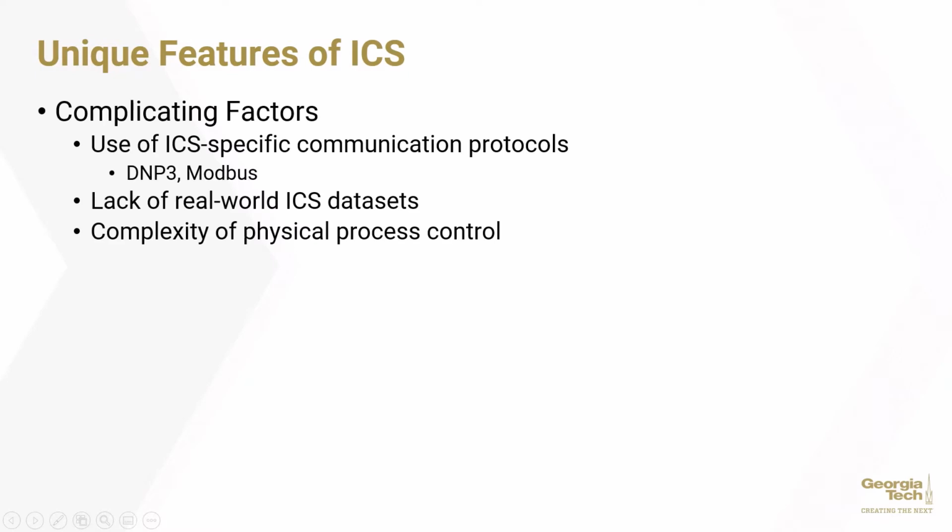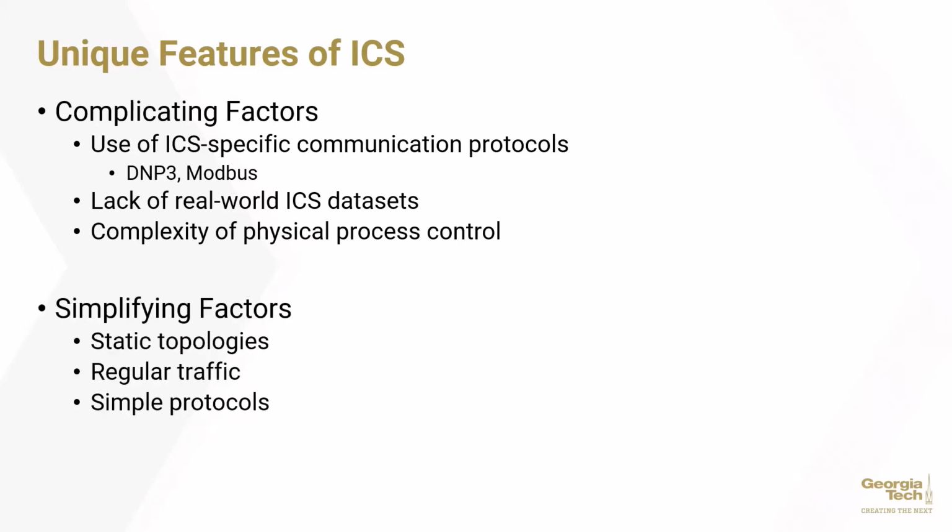So some of the reasons why traditional intrusion detection systems don't work with ICSs is because ICSs typically use specific communication protocols such as DNP3 or Modbus, and a lot of intrusion detection systems don't consider these protocols. And there's also a lack of real-world data sets from industrial control systems, which could be used to train and evaluate different intrusion detection systems. And then also industrial control systems are often involved in controlling physical processes, which can have a lot of noise and complexities that can make intrusion detection difficult and can lead to a lot of false positives.